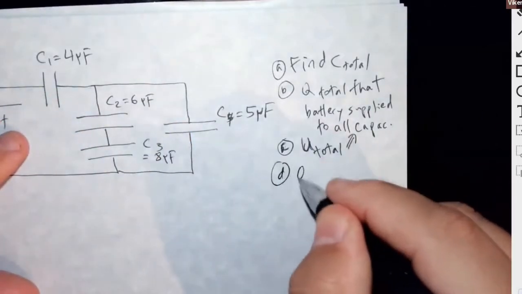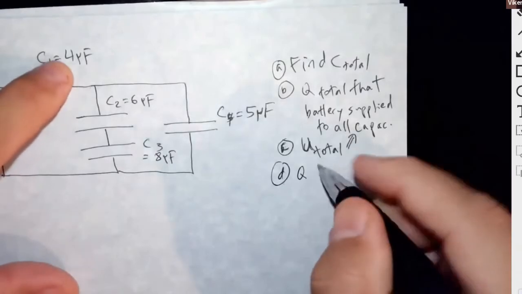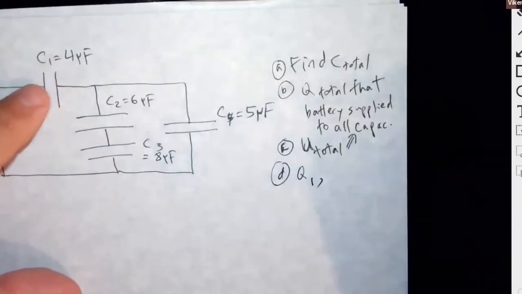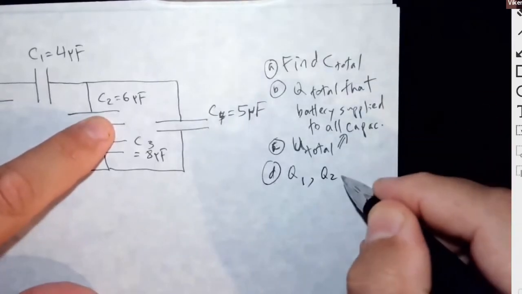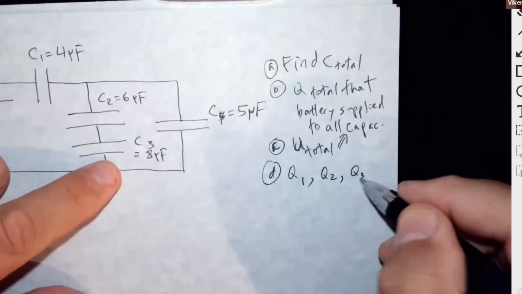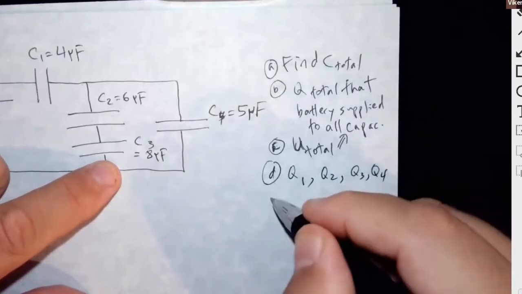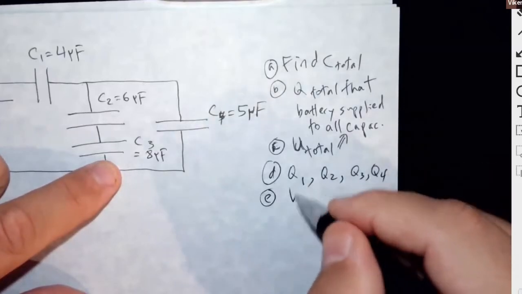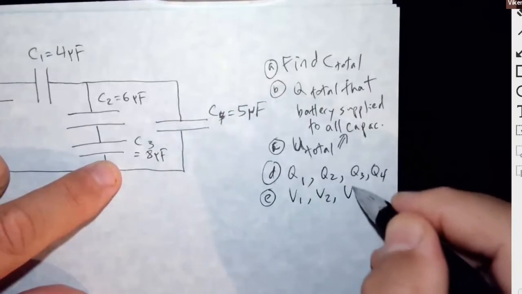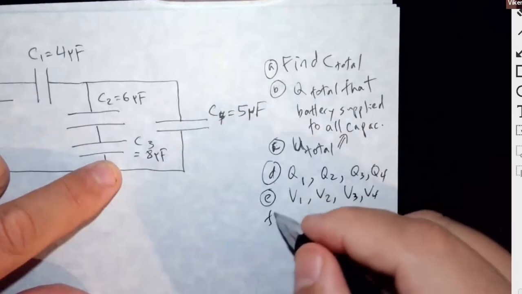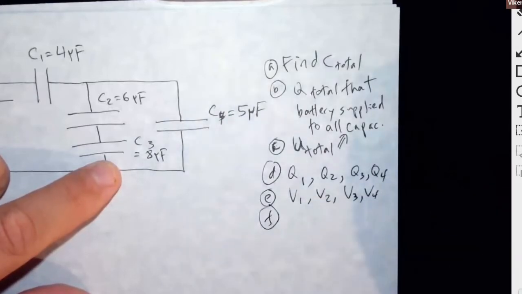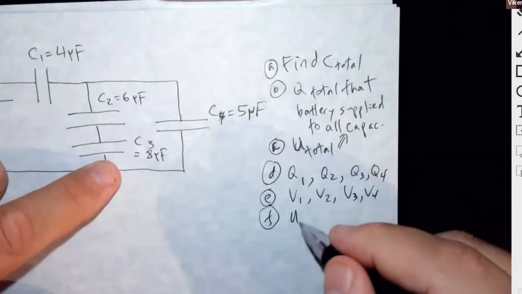A, B, C, D: what's the charge of the first capacitor? What's the charge of the second capacitor? The third capacitor, the fourth capacitor, and then the voltage of each one. And A, B, C, D, and then the energy of each one.